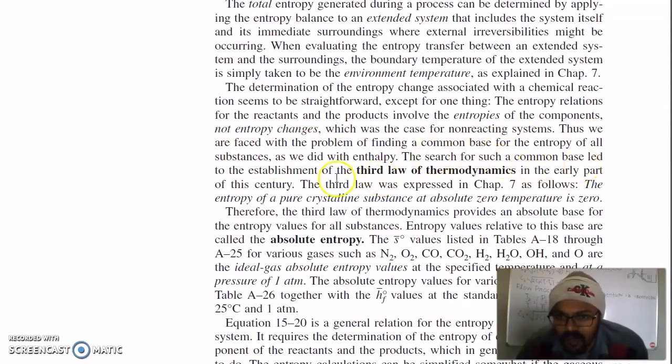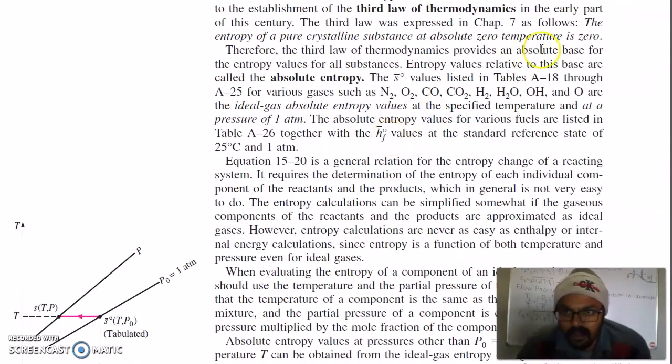The search for such a common base was finished with the third law of thermodynamics, which states that the entropy of a pure crystalline substance at absolute zero temperature is 0. So this forms the basis for the calculation. Therefore the third law of thermodynamics provides an absolute base for the entropy values of all substances. Entropy values related to this base are called absolute entropy.